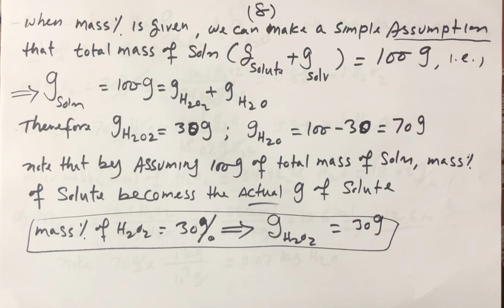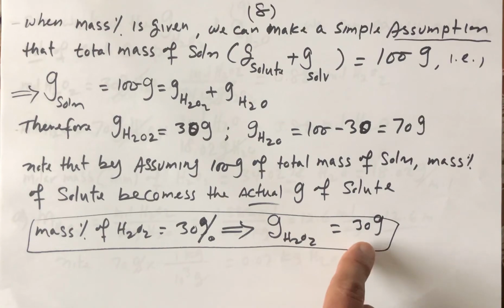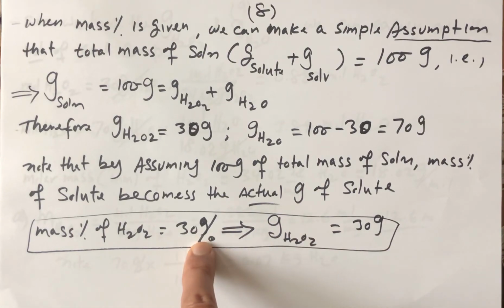So, for example, if the mass percent is given, like in this problem, the mass percent is 30. If the mass percent is given to us, then the simplest assumption we can make is that the total mass of the solution is 100 grams. Once we make that assumption, the grams of solute automatically becomes equal to the mass percent given to us in the problem.